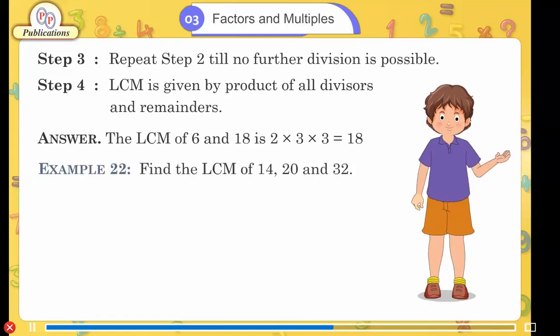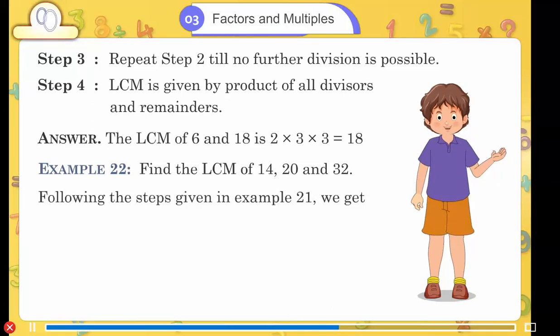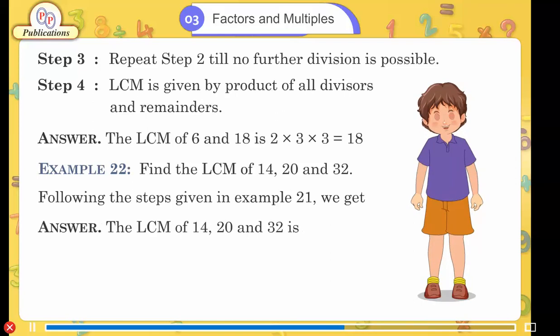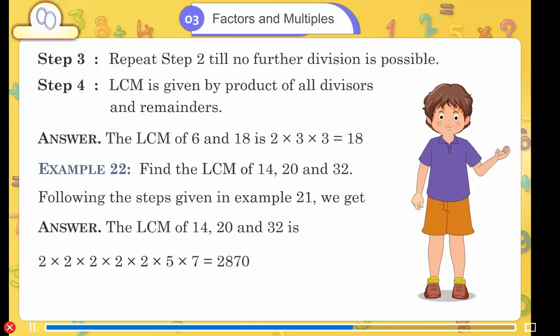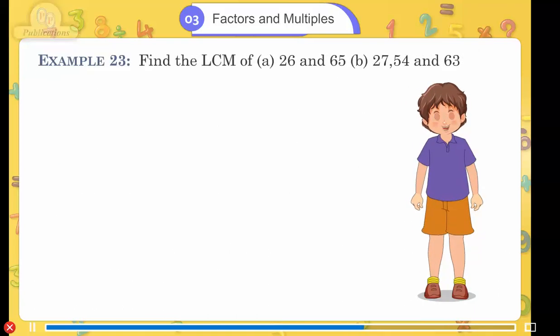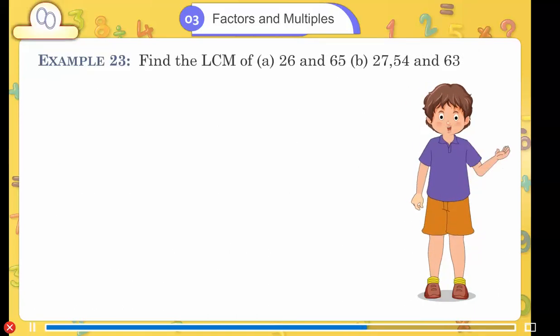Example 22. Find the LCM of 14, 20 and 32. Following the steps given in example 21, we get answer: the LCM of 14, 20 and 32 is 2 into 2 into 2 into 2 into 2 into 5 into 7 is equal to 2870. Example 23. Find the LCM of A 26 and 65, B 27, 54 and 63.